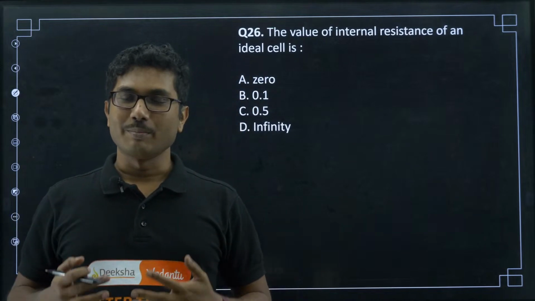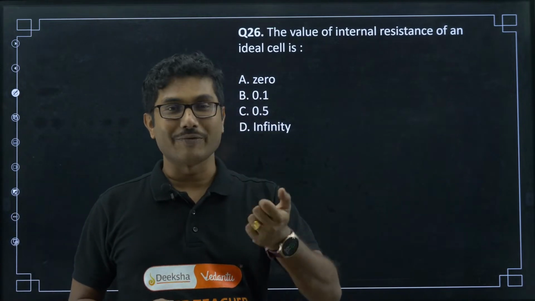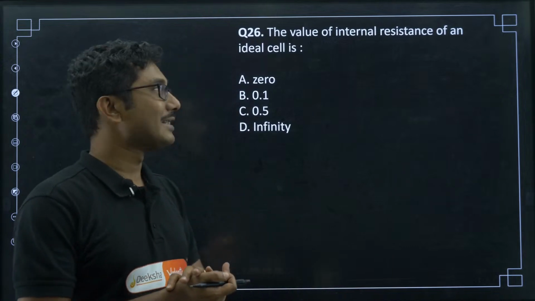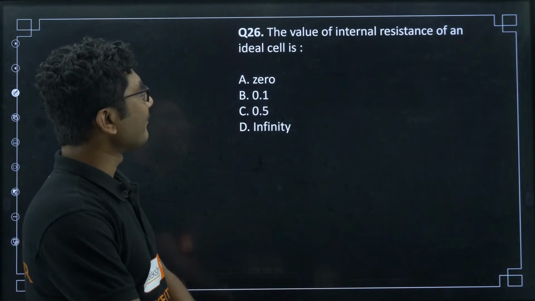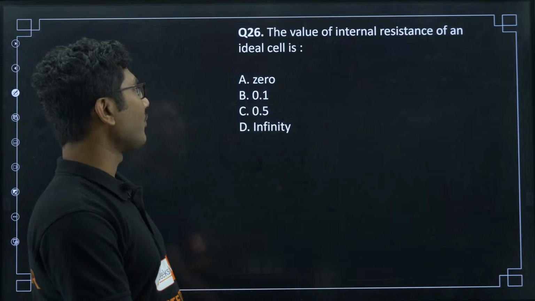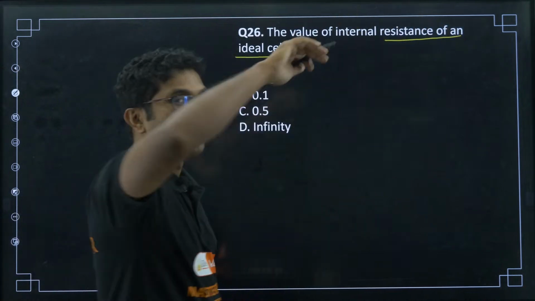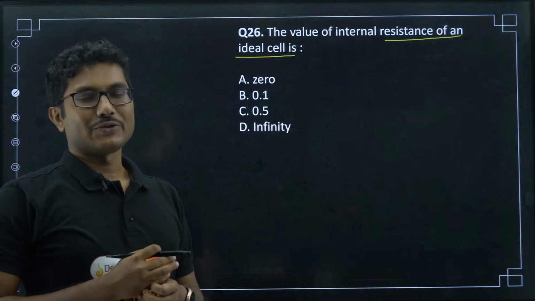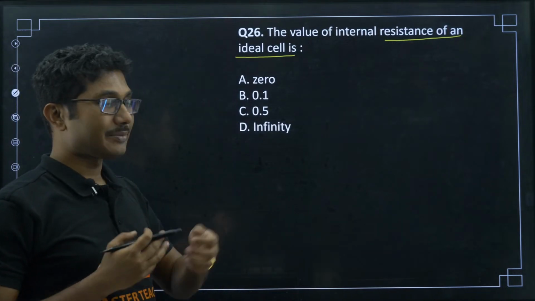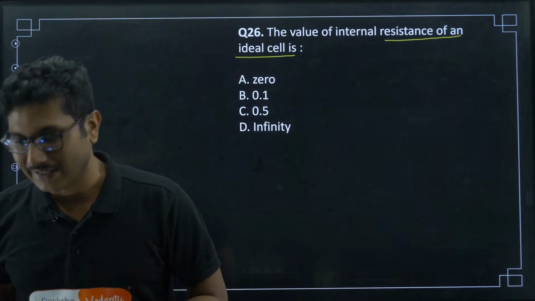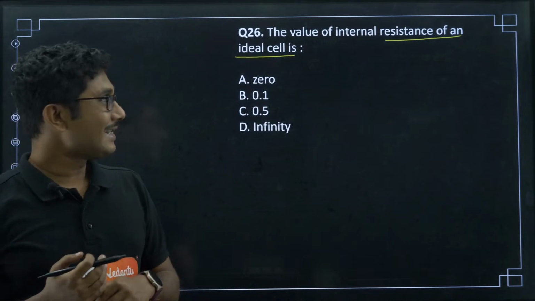Don't be too hasty while answering, especially in your board exam. Now another question, the value of internal resistance of an ideal cell. I already answered this question while solving one of the questions. Even though the question was something else, I answered what an ideal cell is. 26A.